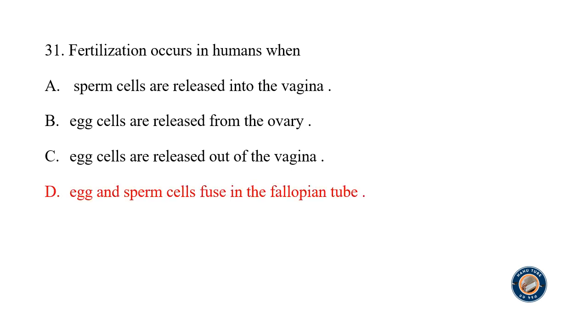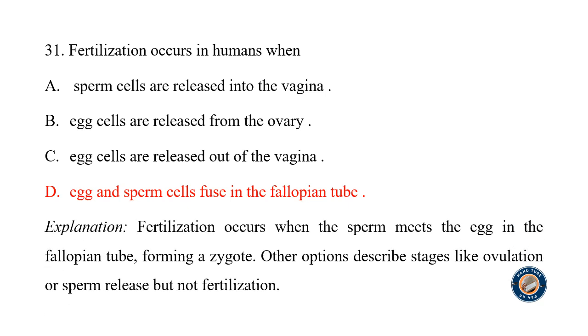The answer is egg and sperm cells fuse in the fallopian tube. Fertilization occurs when the sperm meets the egg in the fallopian tube.